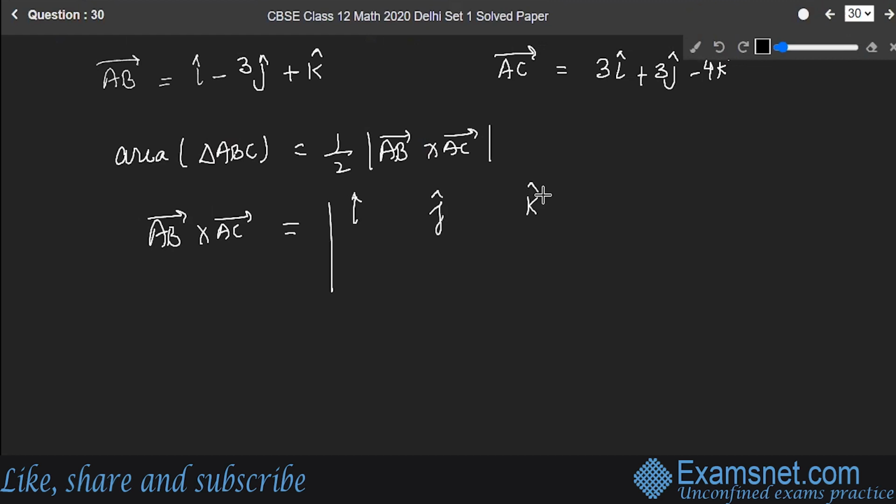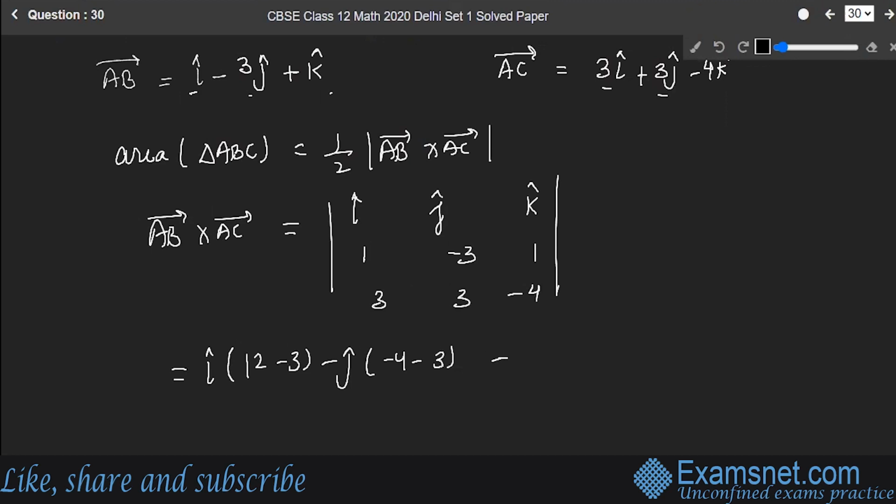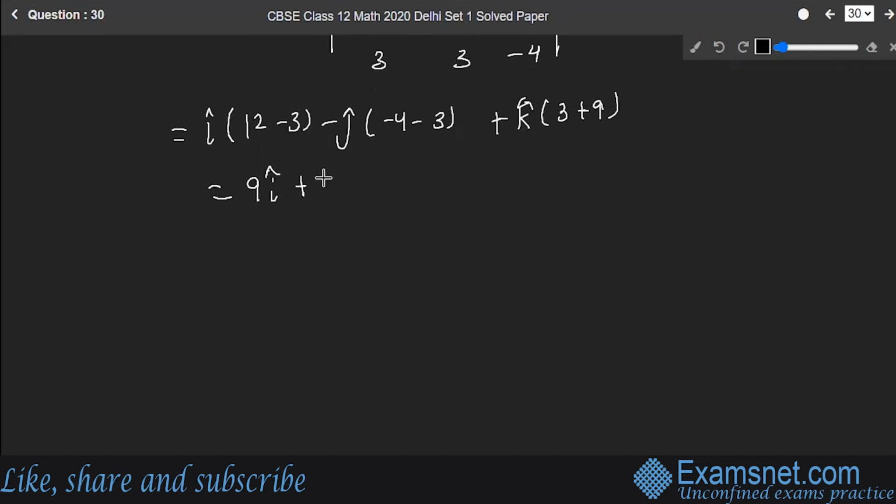So matrix form will be used: i, j, k. This is 1, minus 3 and 1. Here is 3, 3, minus 4. So this will be equal to i (12 minus 3) minus j (minus 4 minus 3) plus k (3 plus 9), which gives you 9i plus 7j plus 12k. And you have to find out the magnitude of this vector.